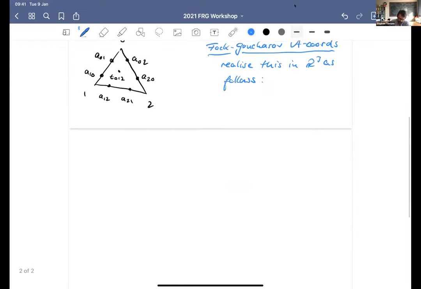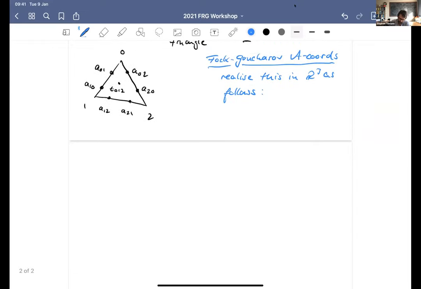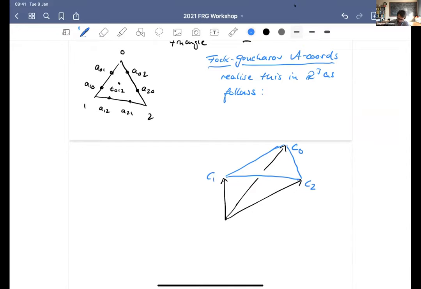So what I want to do is think of the vertices as vectors in R^3. Let me draw it like this here. And so they, of course, span a triangle. So here are my vectors. Let's call them c_1, c_2, and here's c_0. Okay, so they span the triangle. So here are my c_i in R^3.